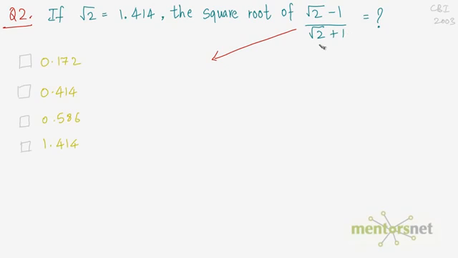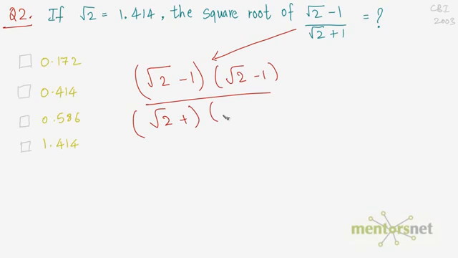So how can we do that? Well, if we multiply the numerator and the denominator with √2 − 1, we can get rid of the denominator. Let's see how it goes. So (√2 − 1) times (√2 − 1) divided by (√2 + 1) times (√2 − 1). We've multiplied the numerator and the denominator by √2 − 1. So this is equal to (√2 − 1)² divided by, in the denominator, a plus, there should be a 1 here.